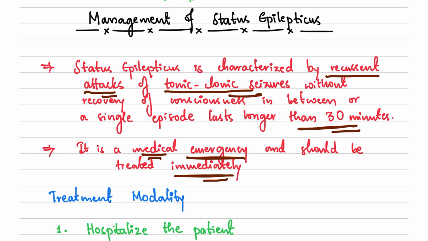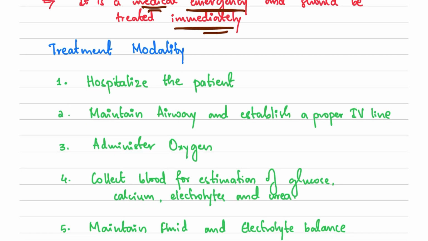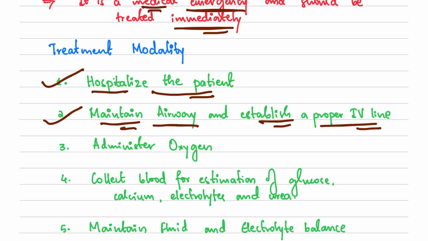Now let's look at the treatment modality of status epilepticus. The first thing that you need to do is, if there is a patient with status epilepticus, that is, if they are having seizures from the past 30 minutes or so, immediately take them to a hospital. So you need to hospitalize the patient right away. After hospitalizing, the first thing that they will do is maintain the airway as well as establish a proper IV line. So maintain the airway of the patient, because sometimes it might also get disturbed, and also establish a proper IV line, intravenous line.